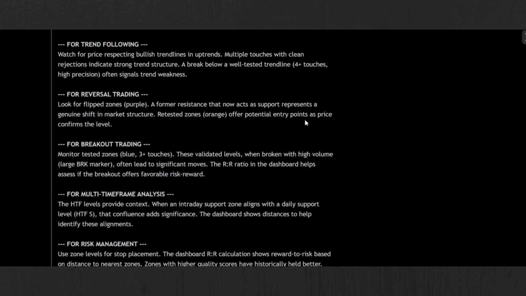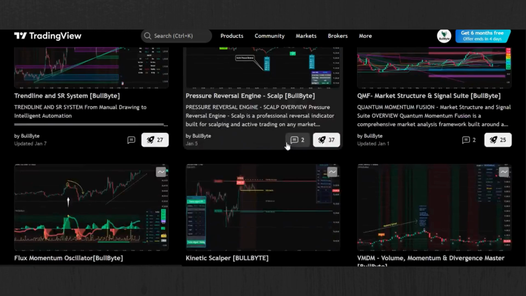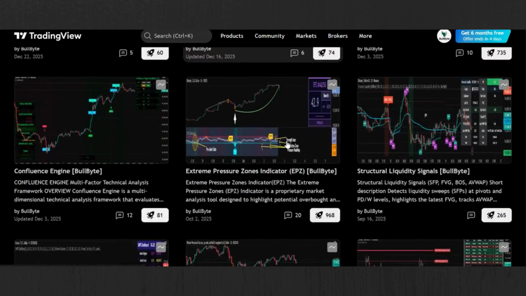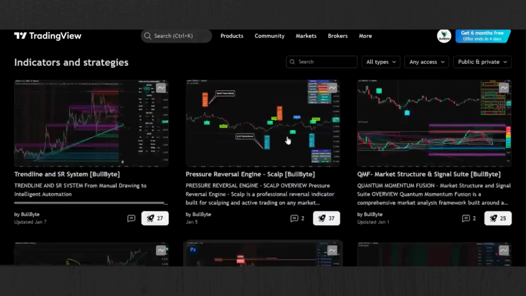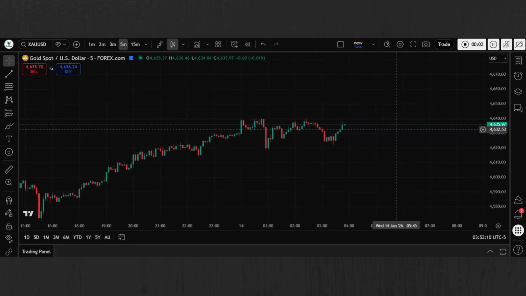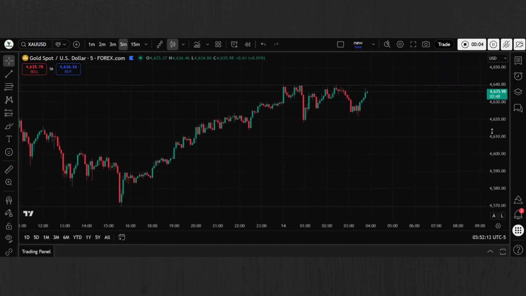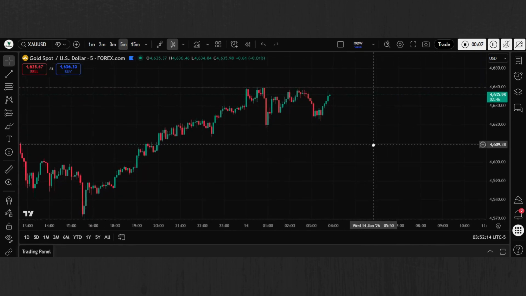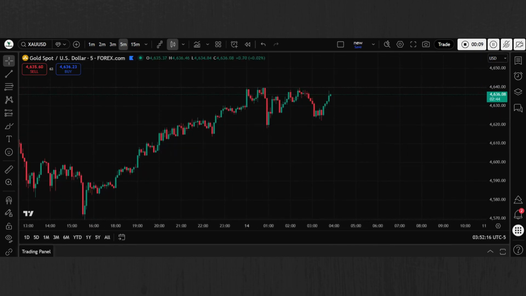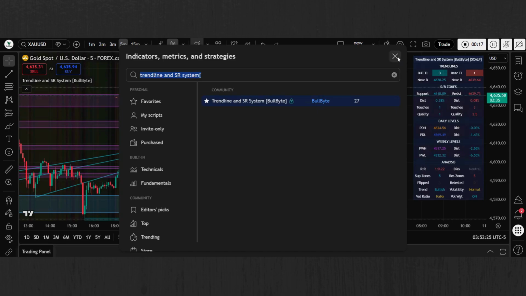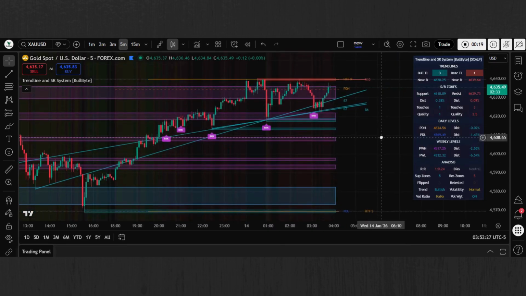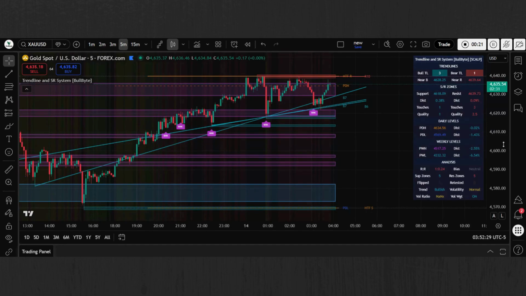In this indicator, I have actually tried to replicate my own precision level finding concept and bring it to life. I have also included a trendline system, which again, I am a huge fan of. To build this indicator and make it match my thought process, I have put in a lot of effort and time catching every possible detail in PineScript. So, let's get on to the chart. Let's head over to TradingView and search for Trendline and SR System by BullByte. Here it is. Let me apply it.